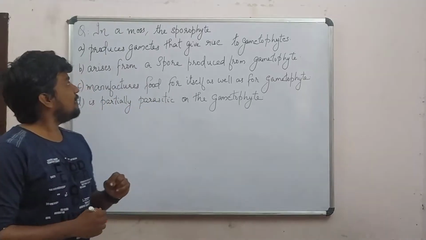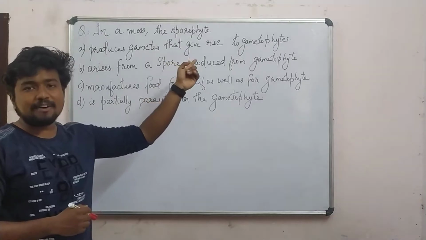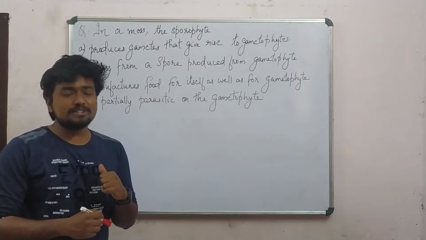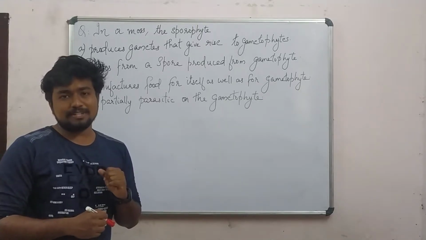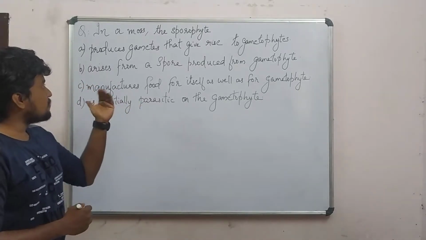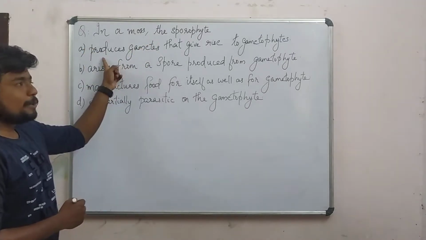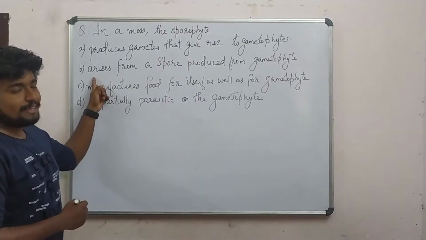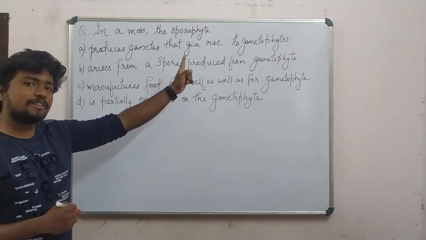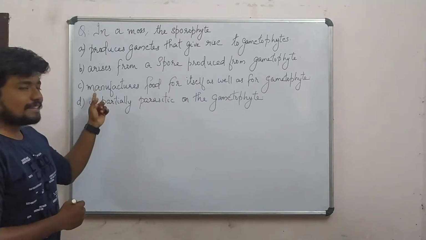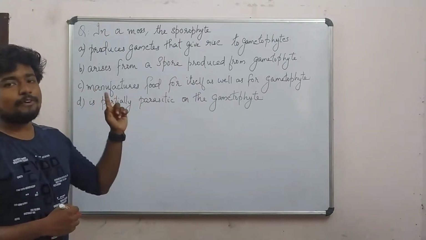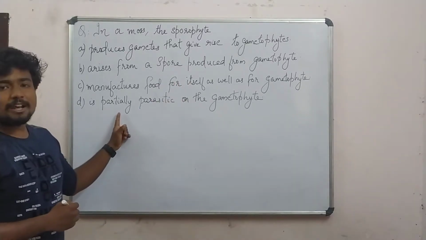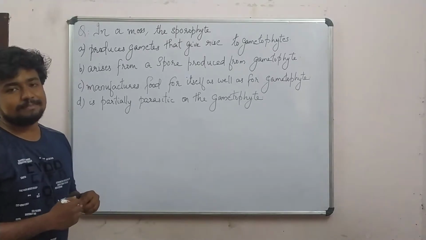Today we are having a question. In a moss, the sporophyte... and we are having 4 options. We have to see which wrong options can be eliminated and which is the right option. So now let's read out the options. Option A: the sporophyte produces gametes that give rise to gametophytes. Option B: arises from a spore produced from the gametophyte. Option C: manufactures food for itself as well as for the gametophyte. And option D: is partially parasitic on the gametophyte.